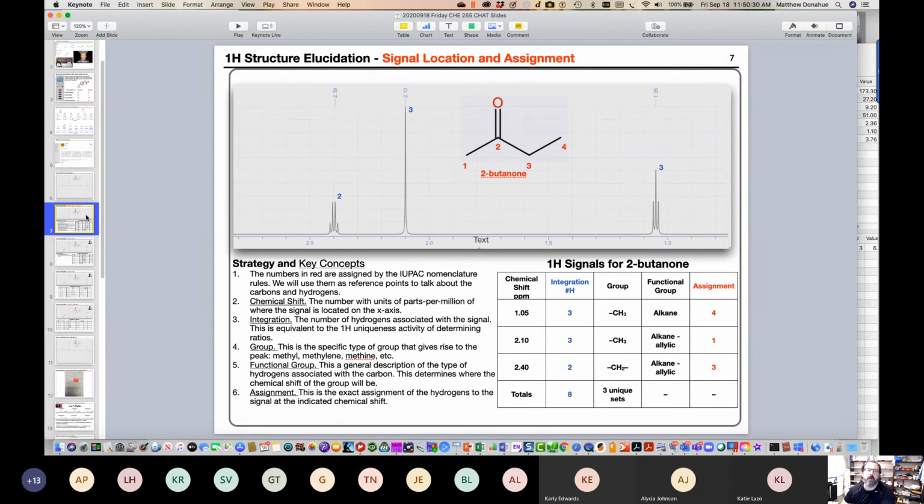So again, we're going to dig deeper, and that's really what organic chemistry is about. There's a concept, but it's not just knowing and regurgitating that concept. It's really understanding it and applying it to problems that we're analyzing. So I'm gonna go on to this next slide, and we're gonna dig a little bit deeper now. So this was signal location and assignment. Location is where it occurs on the spectrum, and assignment is which sort of location on the molecule that peak belongs to.